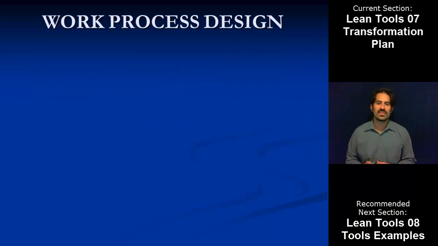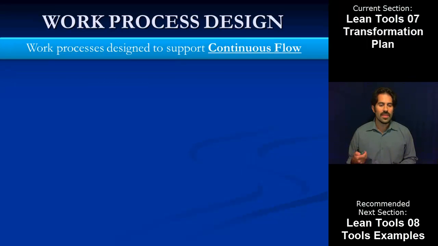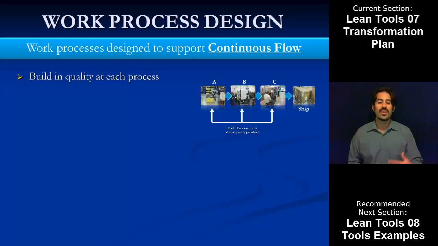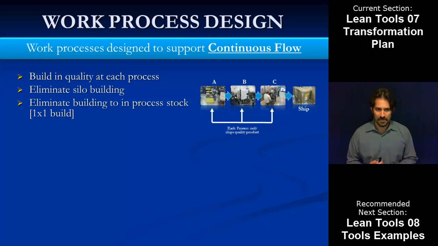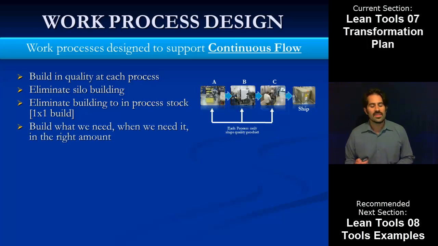So continuing our work process design, once we've rebalanced it, now we want to look at how we're laying out the entire process, remember, as a cohesive whole. And we want to make sure that we're designing our processes around the ideas of continuous flow, one-by-one production, eliminating silo building, and building in quality at each one of the processes. And so by eliminating silo building, what we're really talking about is individual processes that are on their own little island, and they just build to in-process stock that someone else takes from them later. And so what we want to change is getting away from building that inventory to just building what we need when we need it in the right amount.